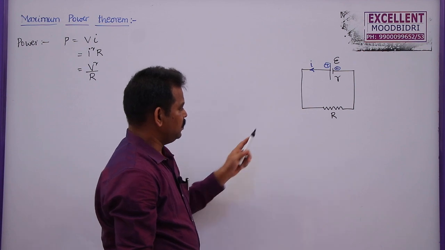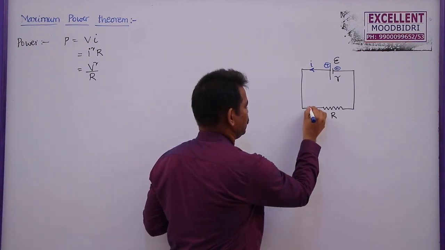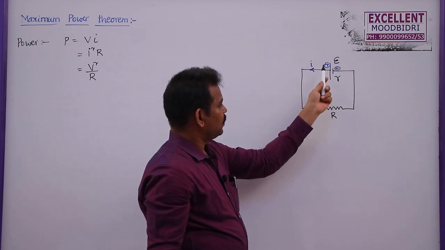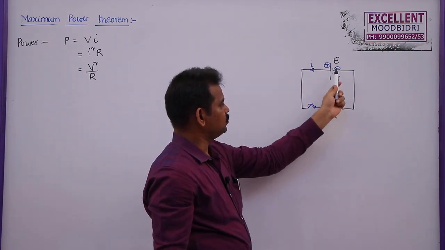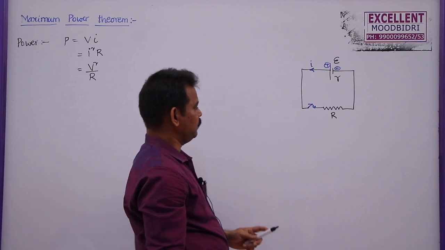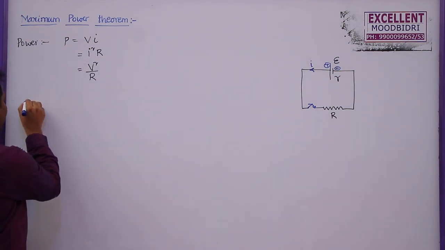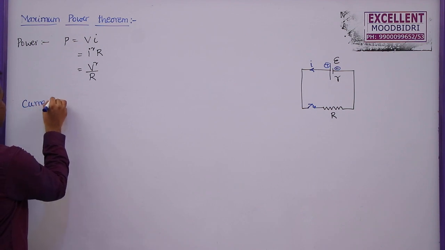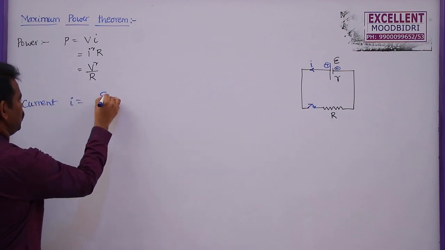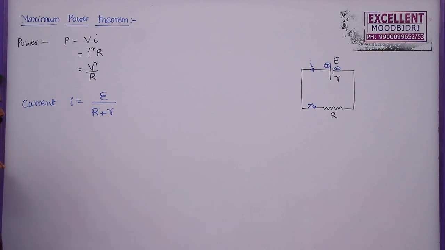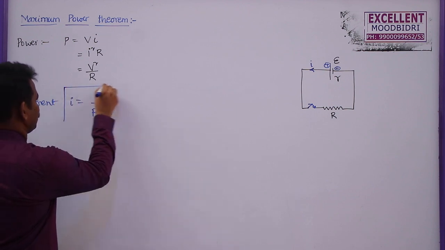So, when the key is closed here, let us say there is a key here, if this key is closed, now current will flow from anode to cathode outside and cathode to anode inside. Now, what is the amount of current through this one? The amount of current passing through this circuit is given by I is equal to net EMF by the total resistance of this circuit, which is equal to capital R plus small r. So, this is the current.